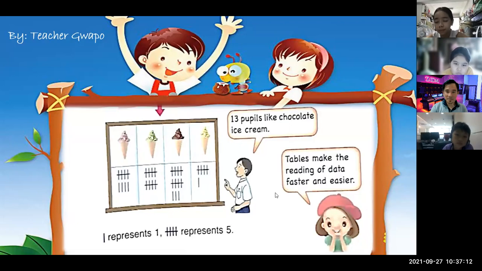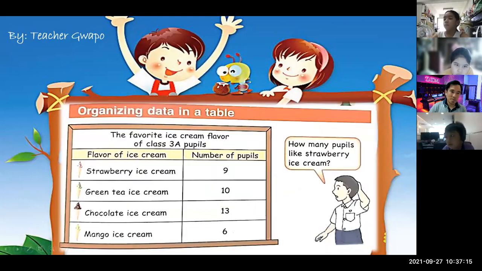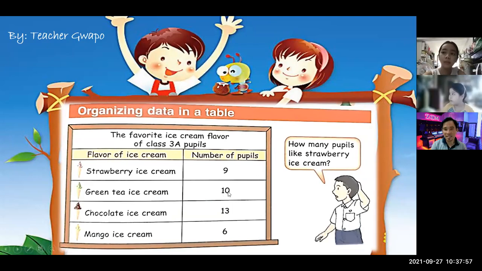Now, they found out the number of pupils who like strawberry ice cream. Okay, Rita, hello, Rita. How many pupils like strawberry ice cream? 9. 9, very good. How about your friend? Can you unmute your microphone? How many students like green tea ice cream? Green tea ice cream, how many pupils? Can you count? Anyone from the class? Rita again. Oh, green tea ice cream. Okay, 10. You can see it here, 10, right?